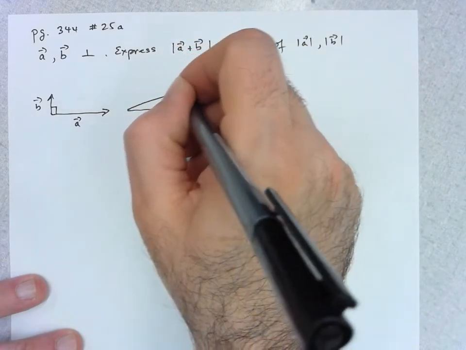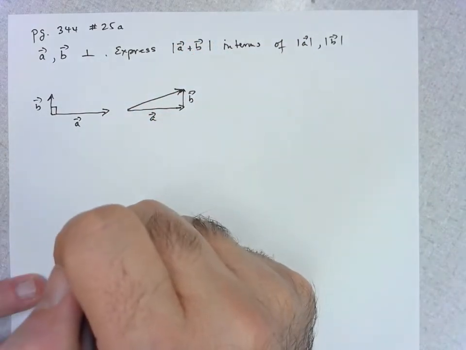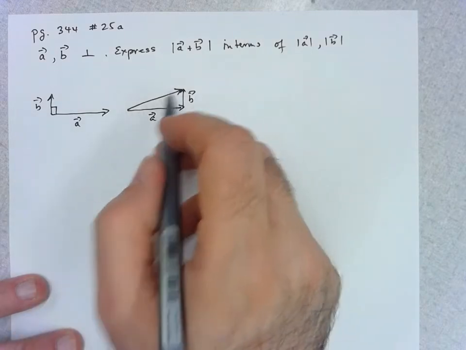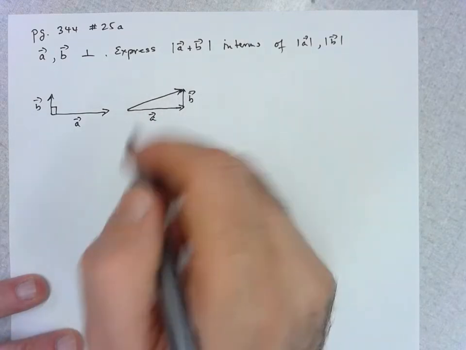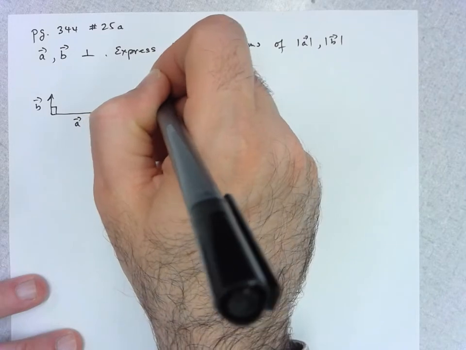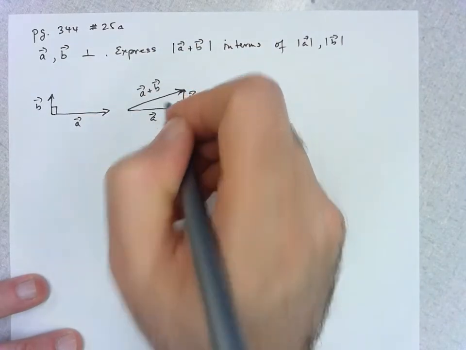The resultant vector is just joining the tail of the first to the tip of the second. So this represents A plus B. But what's nice here is that I've got a right angle triangle.